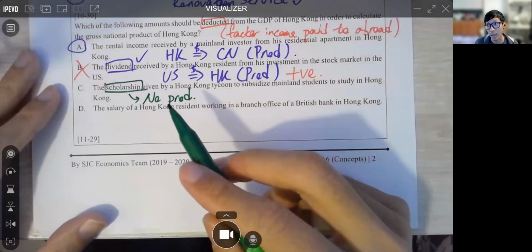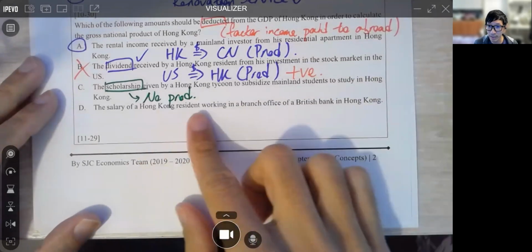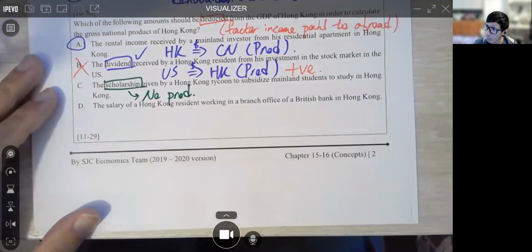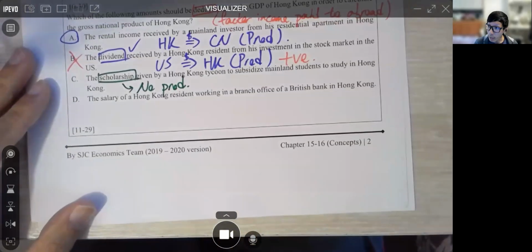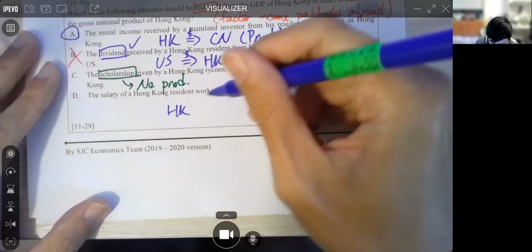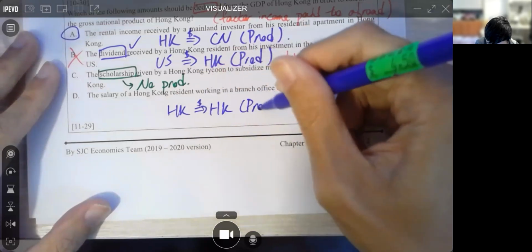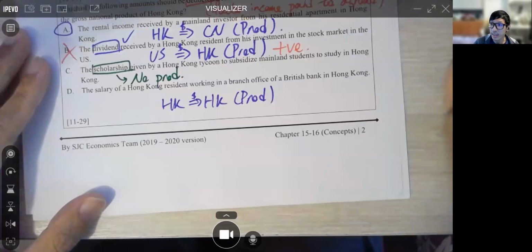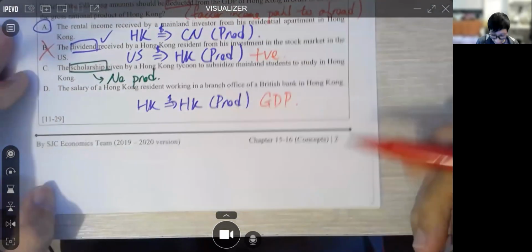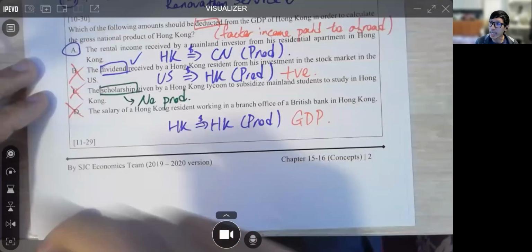Okay, the third one, scholarship. Remember, scholarship has no production. Do you need production to get a scholarship? No, as long as you are good, they pay you. This is what we call transfer payment, or no production involved. And finally, salary of a Hong Kong resident working in a branch of a British bank in Hong Kong. Working in Hong Kong and receiving Hong Kong money means Hong Kong paying money to Hong Kong for production. What do we call this? This is a GDP item. Native GDP. No need to calculate. So the answer is A here.